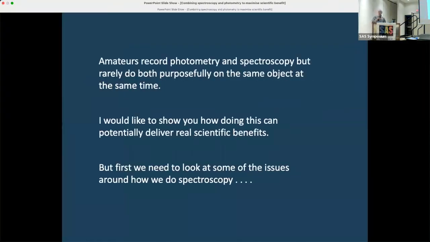Amateurs record photometry and spectroscopy, but we rarely do that purposefully on the same object at the same time. And I'd like to show you this morning that by doing this, you can potentially deliver results of real scientific benefit. And to do that, I think we first need to look at some of the issues around how we do spectroscopy.